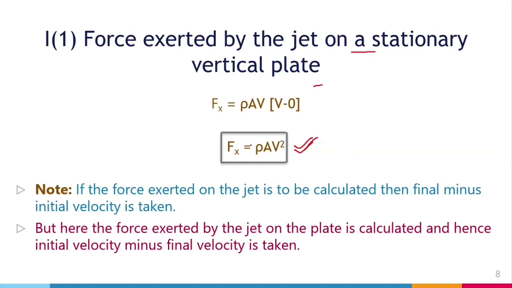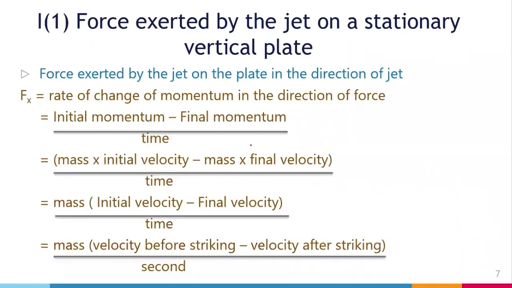One note point I would like to tell you is, you might ask, ma'am, why are we writing initial velocity minus final velocity, but why not final minus initial? Because guys, here we are calculating force exerted by the jet on the plate. We want to know what is the impact of the jet on the plate. So that's why we write initial minus final. If you're calculating the reverse, if you want to know what is the effect created by the plate on the jet, you should write final minus initial.